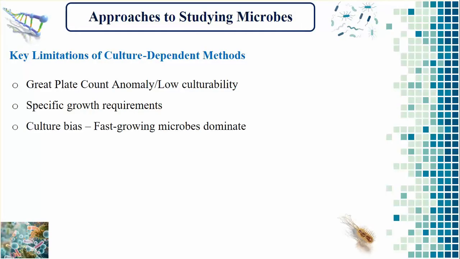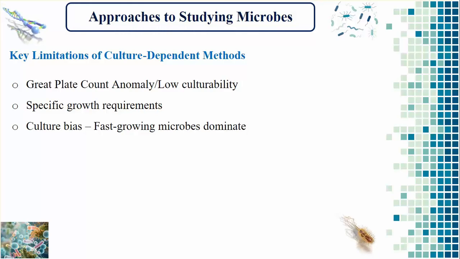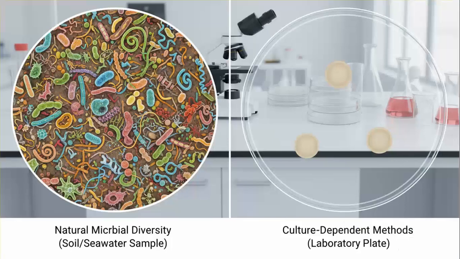In addition, culture-dependent methods often show culture bias. In mixed microbial communities, fast-growing microbes tend to dominate the culture plates, while the slow-growing organisms may be outcompeted and remain undetected. For example, the pathogen Mycobacterium leprae grows extremely slowly and may take weeks to months to be detected. Because of these challenges, culture-dependent methods often fail to represent the true diversity of microbial communities in the natural environment.